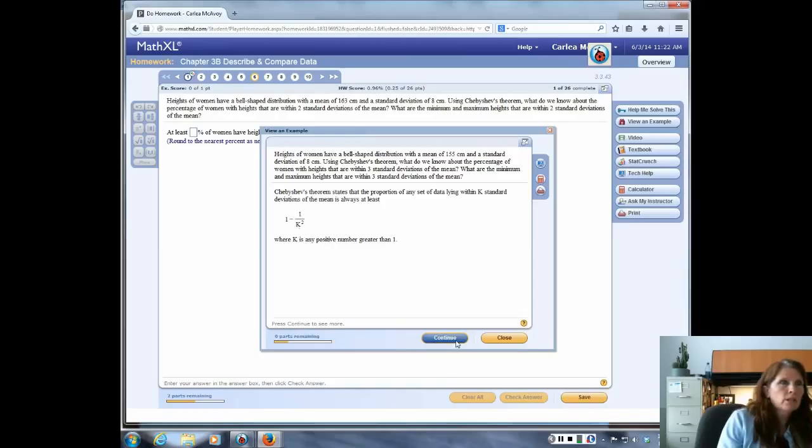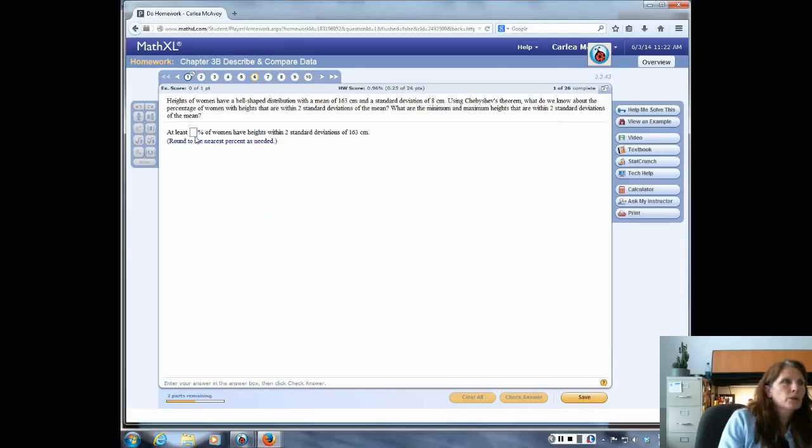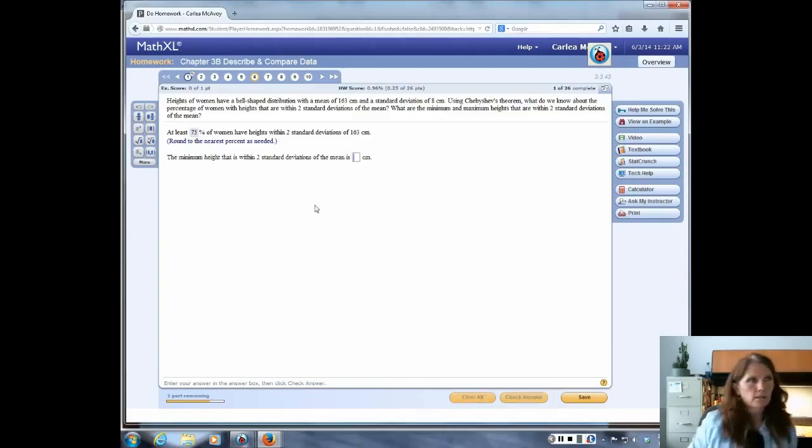Let's see if that's right. They did it for 3. We could do it for 2. 75. Yeah. So I just couldn't remember what his numbers were. So 75% of the data is within 2. This is not something that comes up often, obviously.